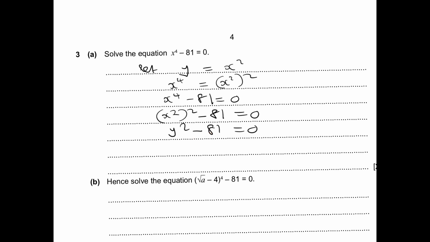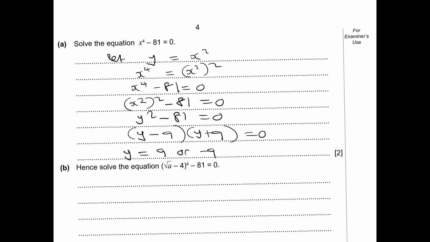All right. So solving this, I'm sure you can see that this is actually a difference of two squares. That's a square, that's a square. So what are we going to have here? We're going to have (y minus 9)(y plus 9) equal to 0. So giving me y is equal to 9 or negative 9.